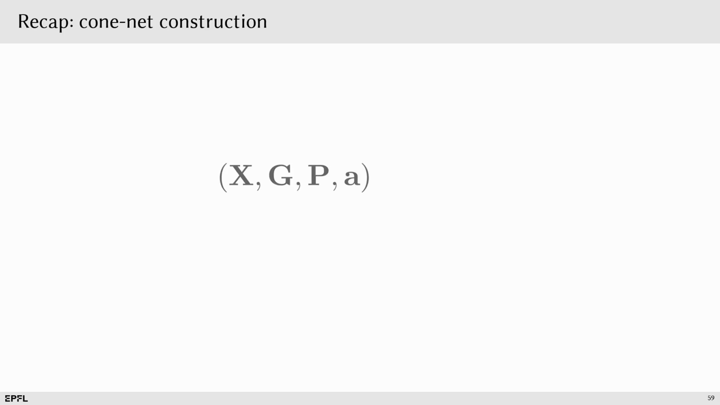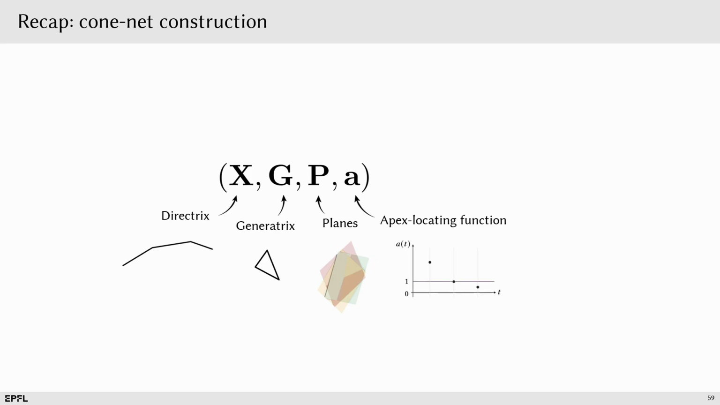Quick recap first. The cone net construction is a mapping that takes as input a directrix, we call it X, a generatrix G, the plane normals that we call P, and the apex locating function A. And this construction returns a cone net in the form of a PQ mesh. As we've seen, these input primitives influence the shape in ways that we can control in the interactive design tool.